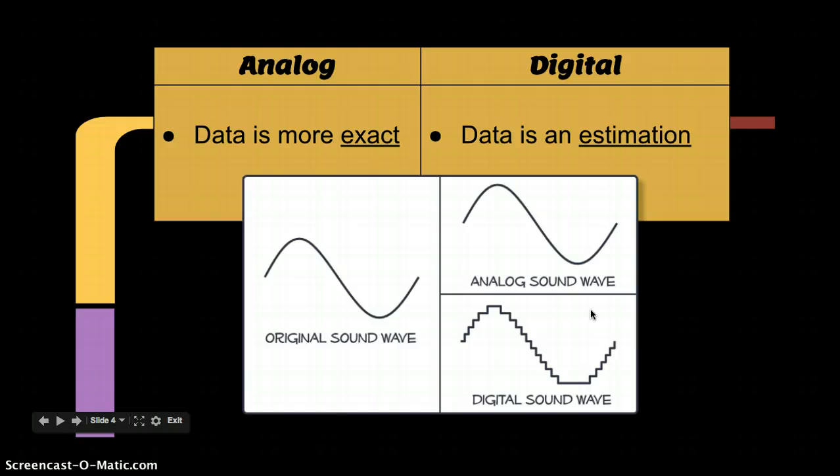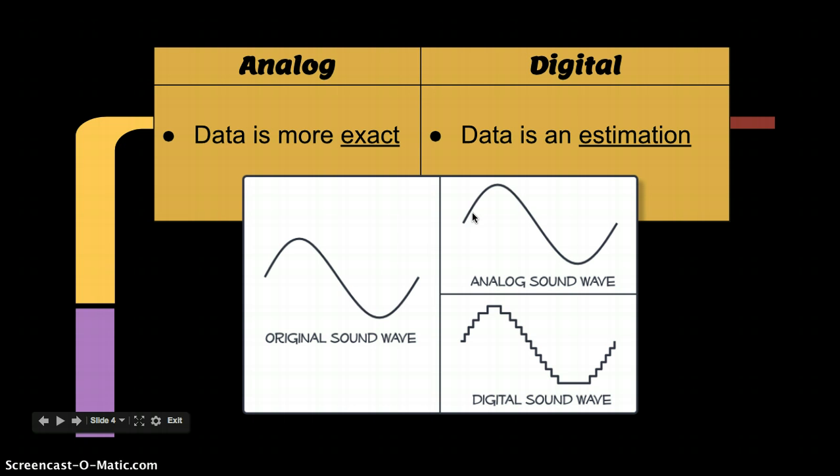So another way they differ is that with analog, the data is more exact. So for example, if this is an original sound wave, so maybe this is a sound wave from when Miss Leach was playing her clarinet, and it was a beautiful sound wave, wonderful, and then we have to take that sound wave and we have to convert it. And let's say we're going to look at it through an analog lens. Well, looking at it through an analog lens, the wave is basically the same. It's more exact to its original form.